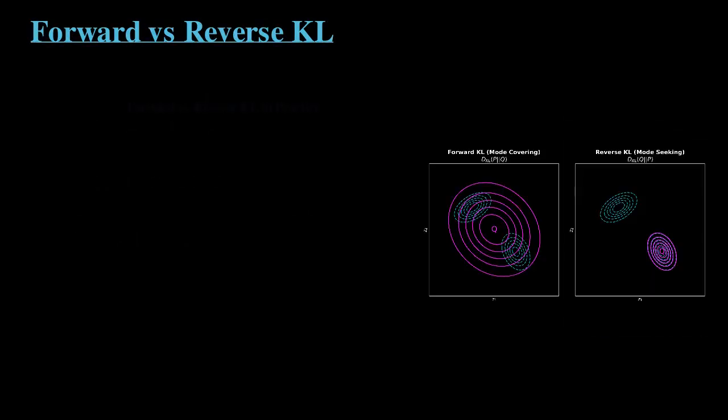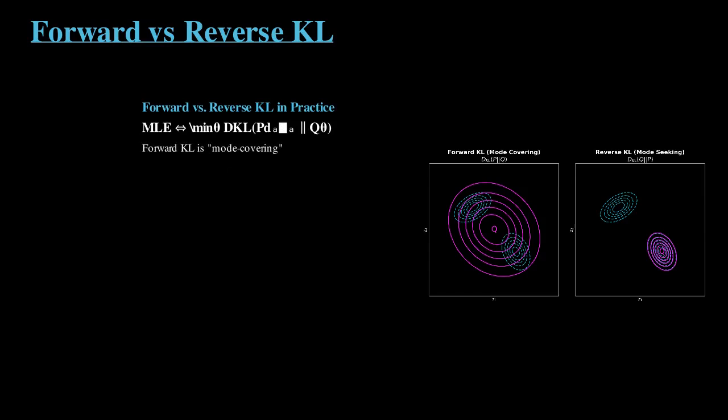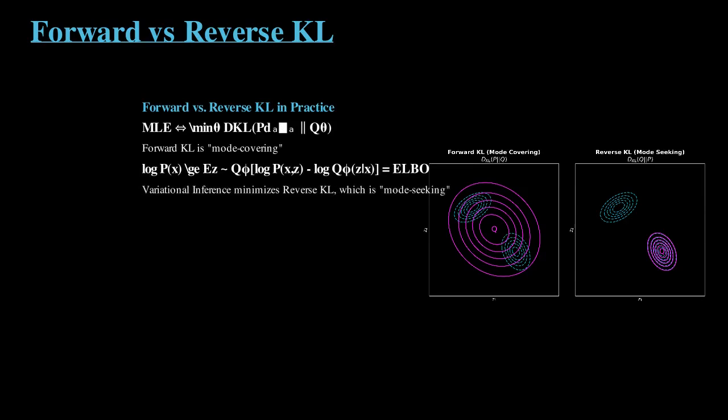In machine learning, we're always minimizing some form of KL divergence, but the direction matters. When we perform maximum likelihood, we are minimizing the forward KL from the data distribution P to our model Q. This is D_KL(P‖Q). Because the expectation is over P, the model Q is encouraged to have high probability wherever P has probability, leading to mode-covering behavior. In contrast, variational inference minimizes the reverse KL from an approximate posterior Q to the true posterior P.